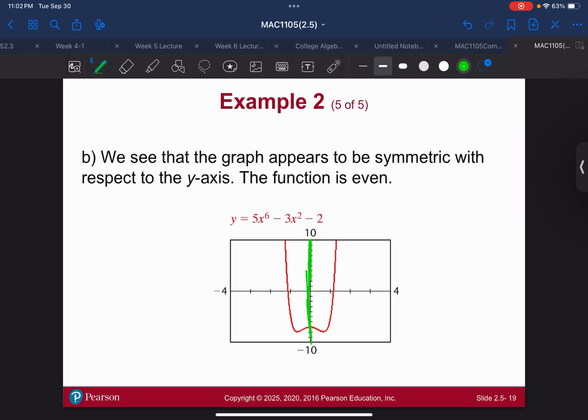Okay, so this is all of 2.4, symmetry of functions. And so we will pick up on 2.5 in class.